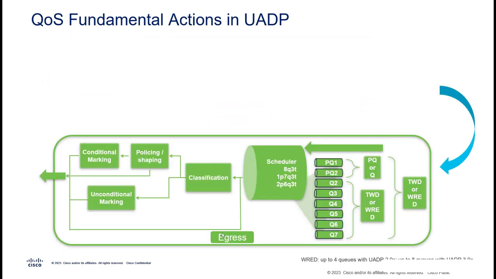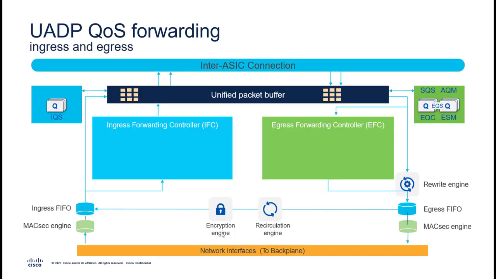We can have a total of up to 8 queues. All 8 can be normal queues, or we can have 2 priority queues and 6 normal queues. The scheduler defines when each queue can send traffic out onto the wire. But before the traffic hits the wire, we have the egress toolset, we have the classification, we have the policing and the shaping, and we have the marking operations.